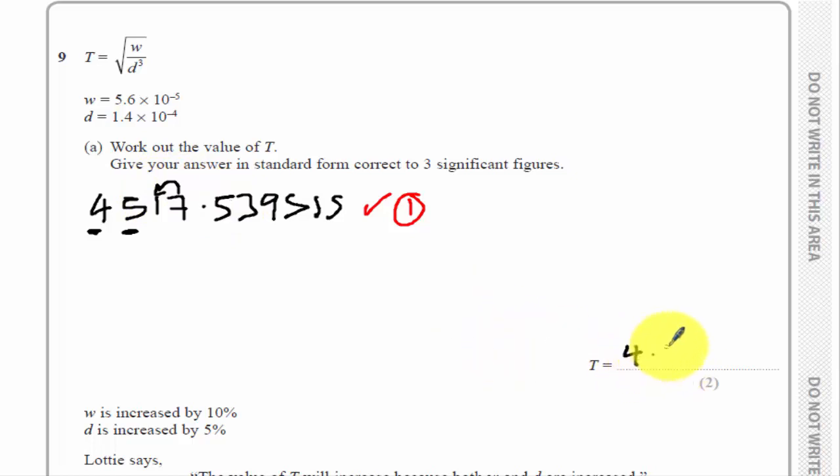So it's 4.52 times 10. The decimal point I've put between the 4 and the 5, it needs to move 3 spaces to get back to where it was. 4.52 times 10 to the 3. And I have my second mark. On to part B.